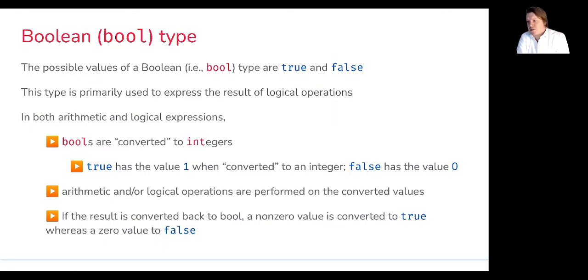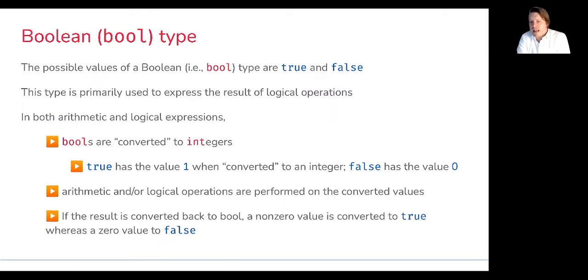The possible values are going to be simply true and false. This type is going to be primarily used to express the result of logical operations. We'll get into statements and expressions of this nature in a couple lessons down the road. But right now, just understand that it stores true or false. This is probably a good way to store things of that nature.